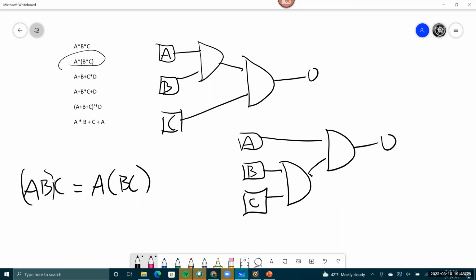Okay, so with that being said, the Boolean expression is used to describe the circuit. So this describes this one, and this describes this one. They have two ANDs, you'll end up with the same result, but they describe a circuit that looks different. All right, so that's the difference there. All right, let's do the next one.